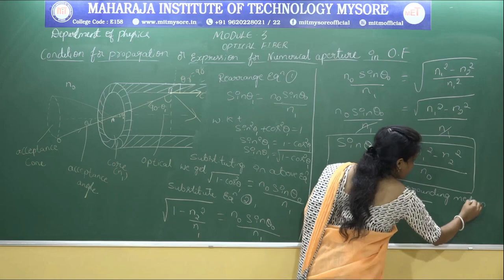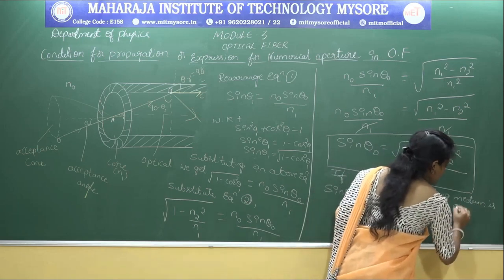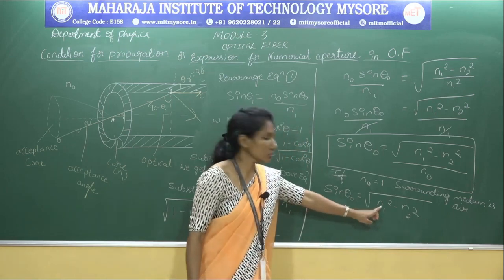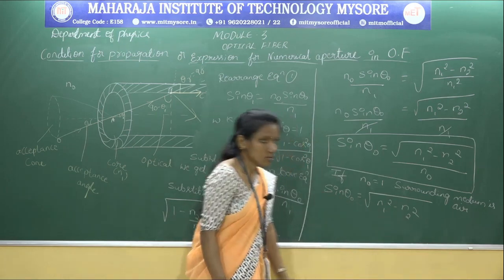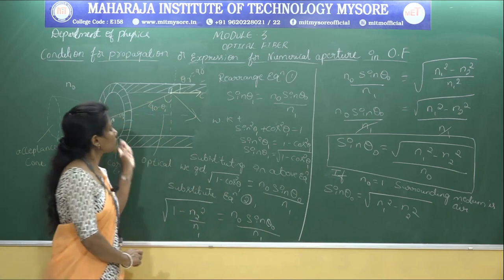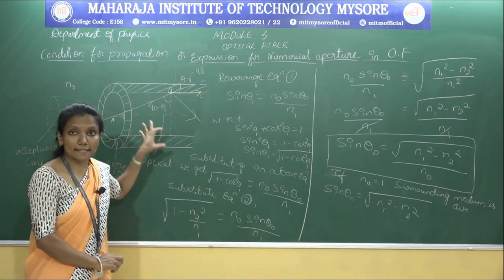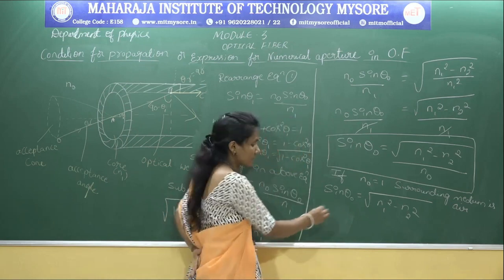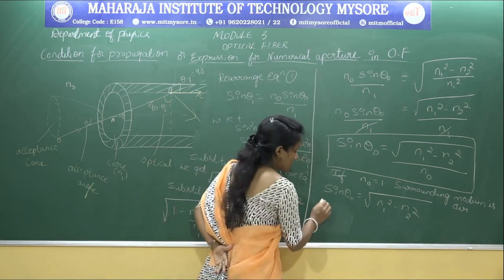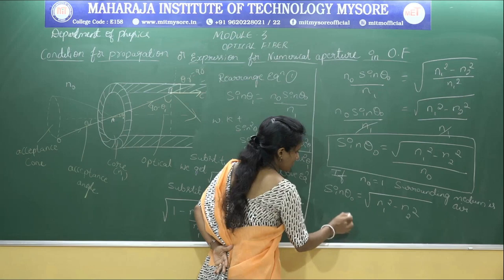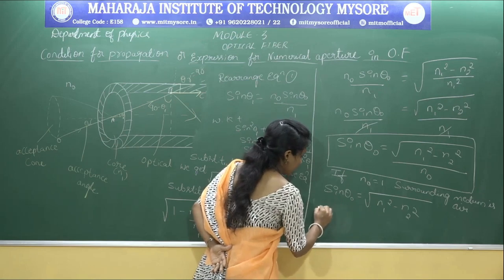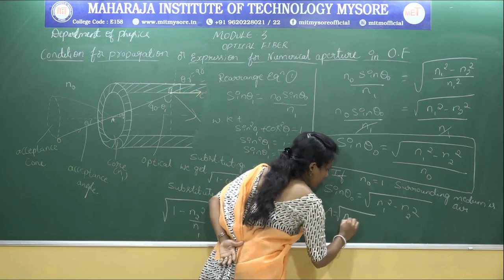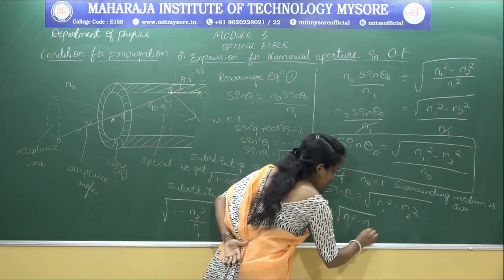If the surrounding medium is air, then sin theta naught is equal to root of n1 square minus n2 square. But the condition is what, to propagate light inside the optical fiber. We can write sin theta naught in terms of the acceptance angle, and that is the numerical aperture, equal to root of n1 square minus n2 square.